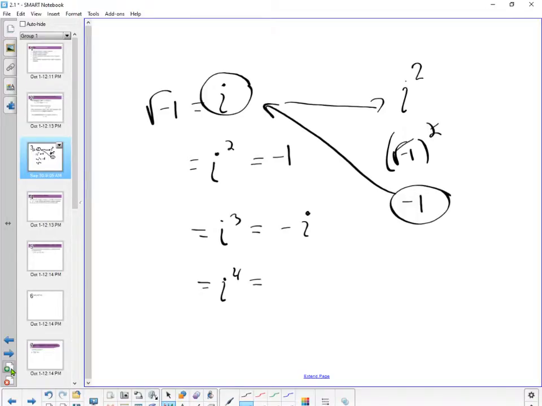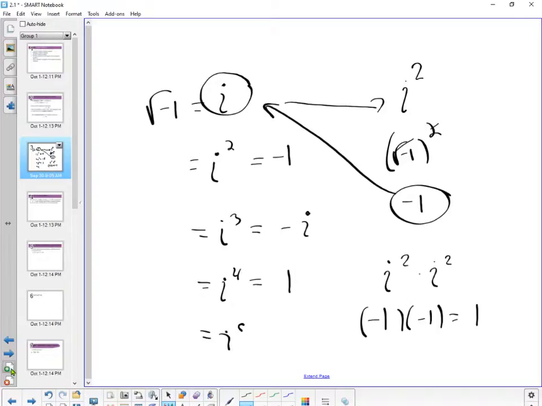When we go i to the fourth, what do we call i to the fourth? It's not just i. It's not i squared. It's 1. If you think about it, i to the fourth is i squared times i squared, correct? And we defined earlier that i squared is equal to negative 1. So negative 1 times negative 1, how much is that? Positive 1.